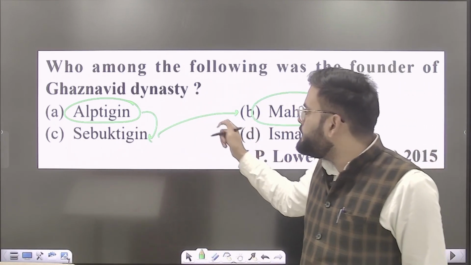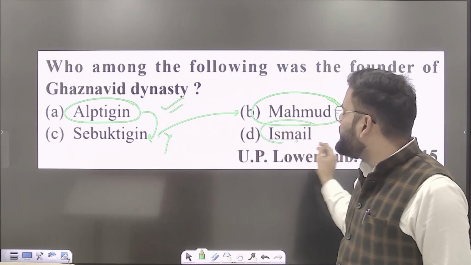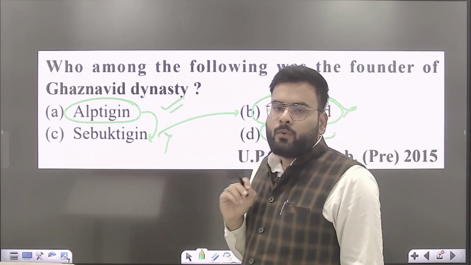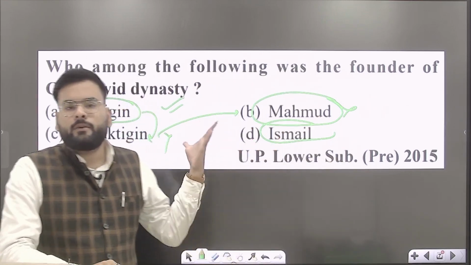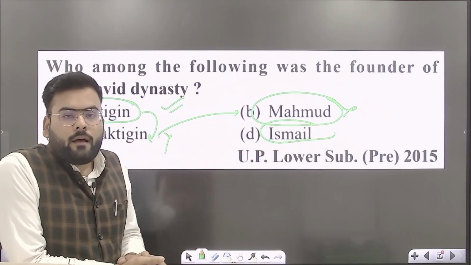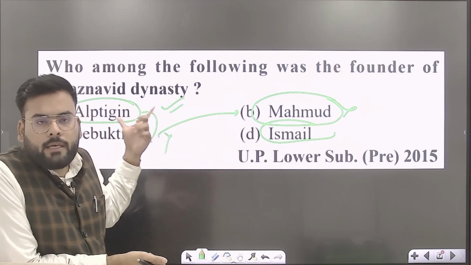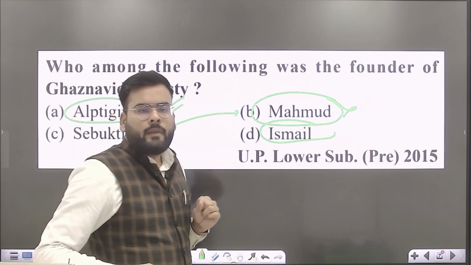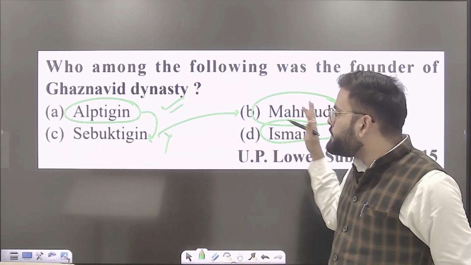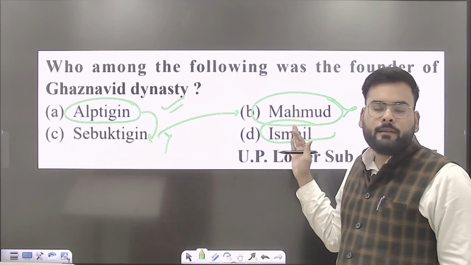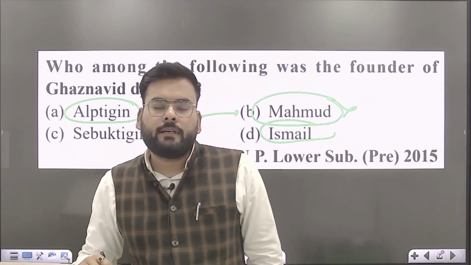So the answer is Alaptagin, neither Subuktigin nor Mahmud, and Ismail was no one in this particular topic. It is just an option which was created to distract us. Mahmud is not correct, Subuktigin is not correct, actually Alaptagin is correct. I hope you got my point. So we did not just read the question and find the answer. We actually discussed a lot of things about Ghaznavid dynasty.